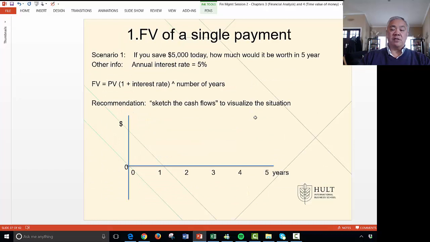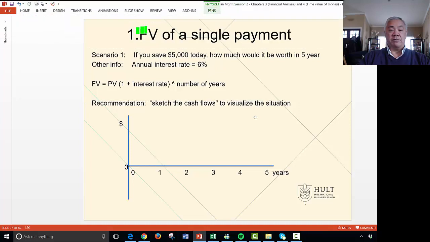All right. First is, you have $5,000 today. How much is it worth in 5 years? Rate of interest. Actually, I think we changed it to 6%. And so the formula is the future value equals PV times 1 plus the interest rate raised to the number of years. So the recommendation is to draw a little picture.